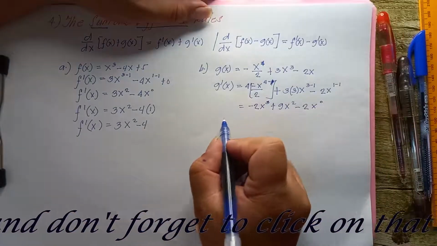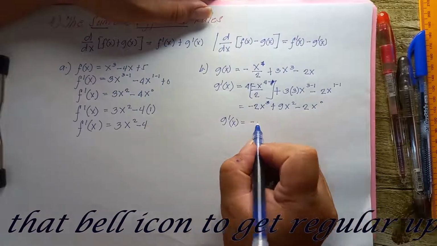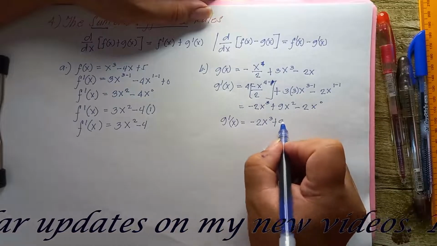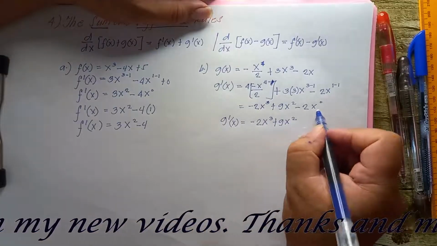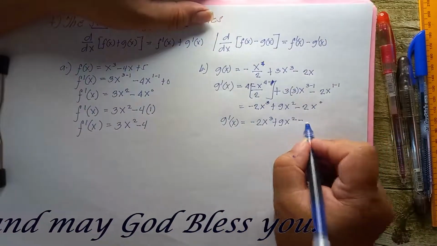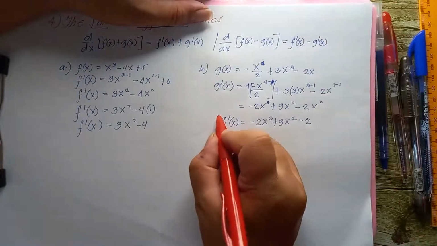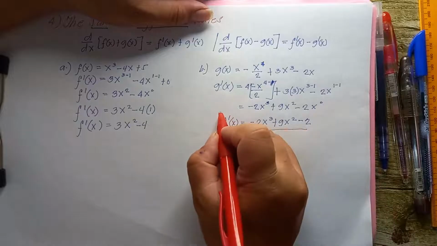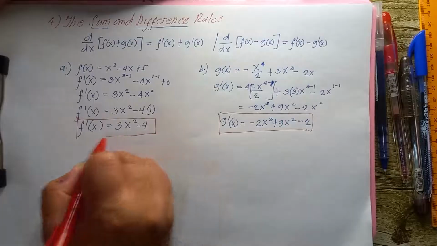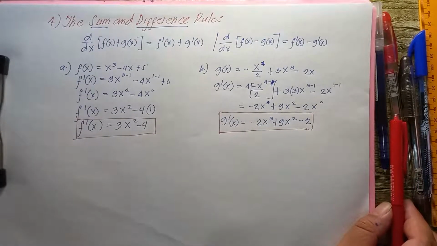And so the result would be g prime of x is equal to negative 2x raised to 3 plus 9x raised to 2, and any number raised to 0 is 1, multiplied by negative 2 is negative 2. So these are the derivative or the slope of a given curve. They are actually the derivative of the given curve. So that is how to get the derivative.